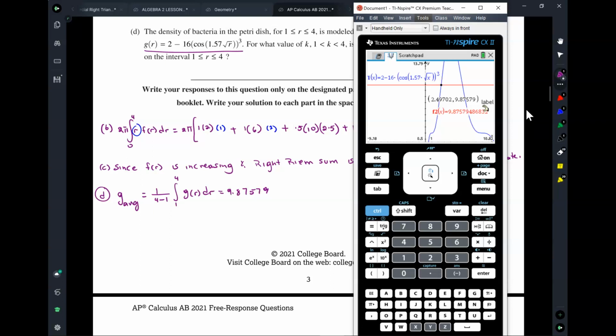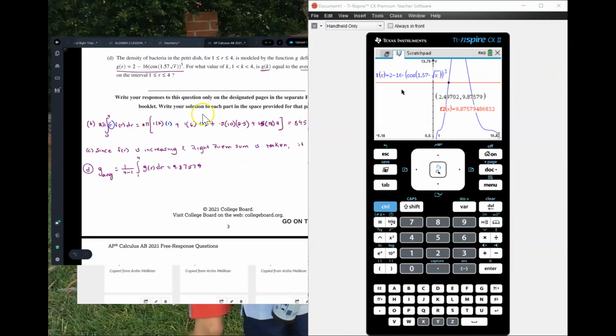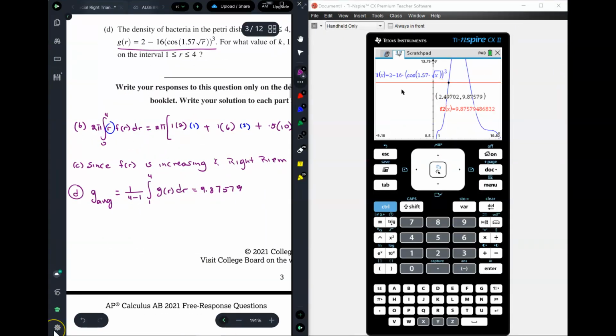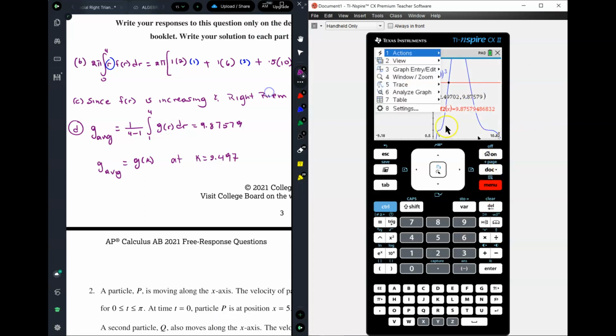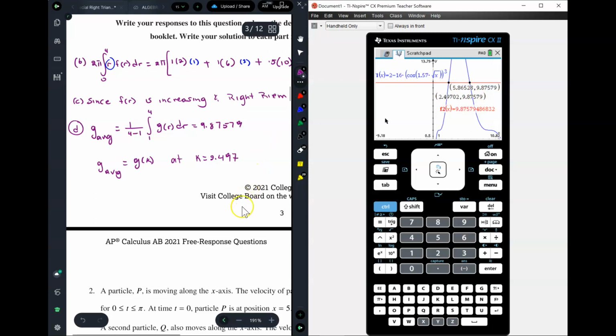So let's see what we're going to write. We're going to write down G average is equal to G of K at K equals 2.497, standard 3 decimals. The other location is not in the domain, so I don't need to worry about it. That's at 5.8, not in my domain, so don't need to worry about it.